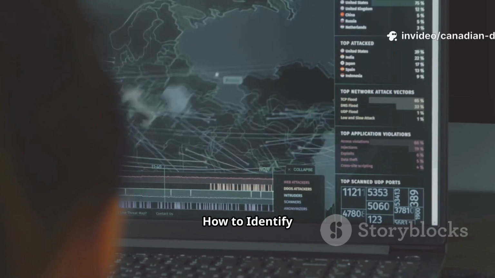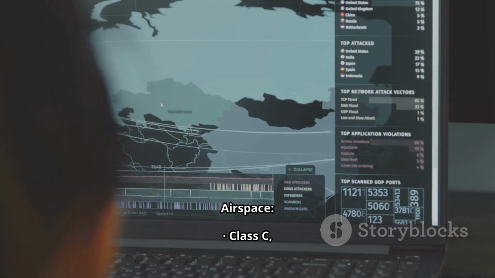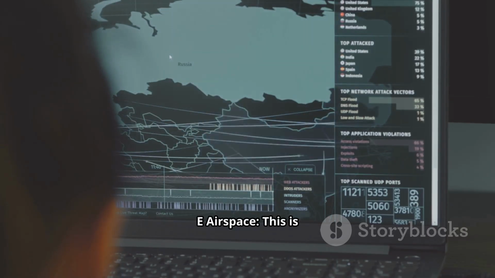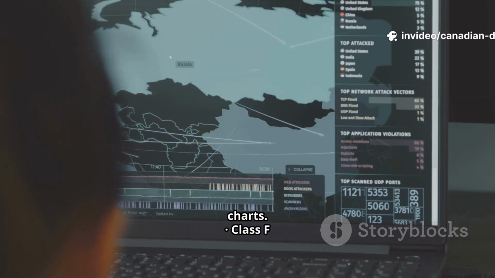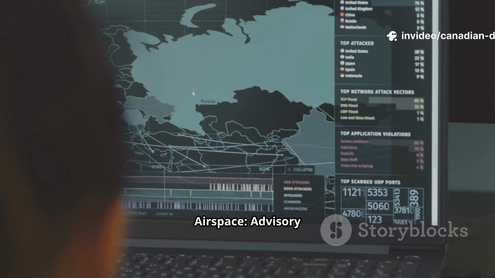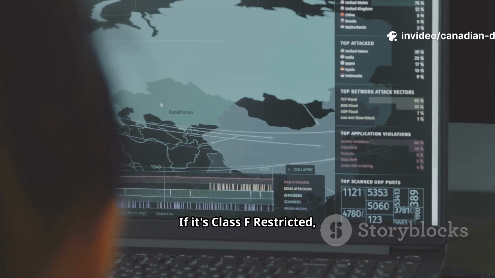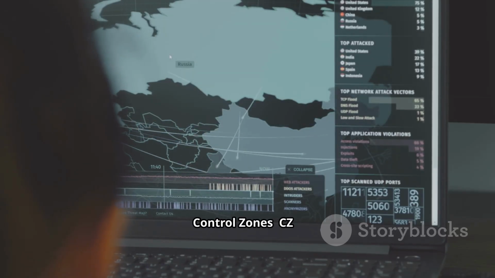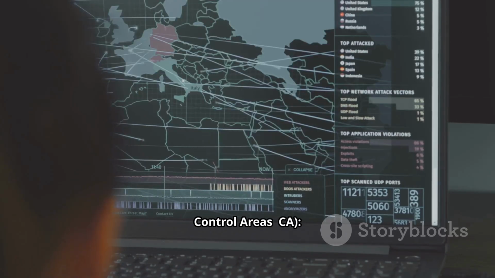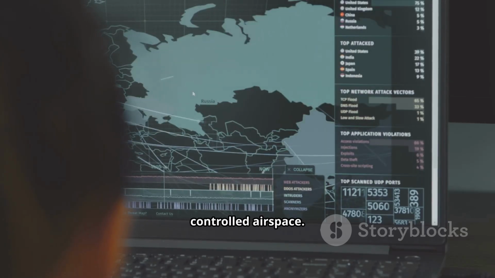B. How to identify controlled airspace. Class C, D, E airspace. This is the airspace around airports and along airways. It is depicted on charts. Class F airspace: advisory or restricted. If it's Class F restricted, you cannot enter. Control zones, CZ, and control areas, CA. These are types of controlled airspace.